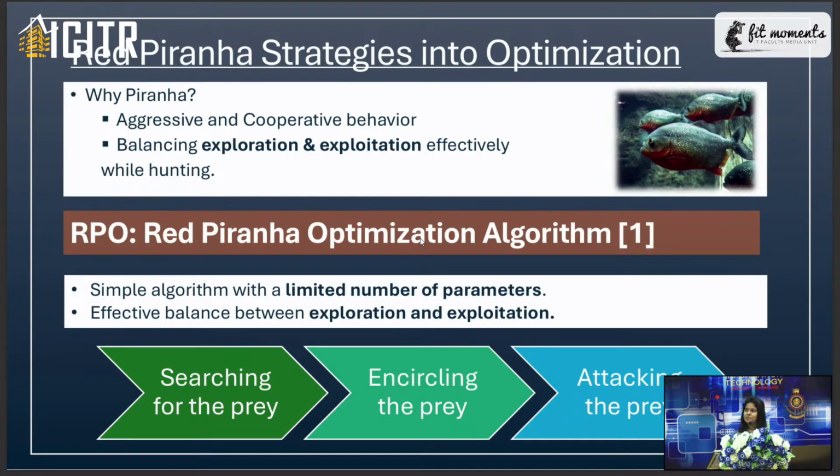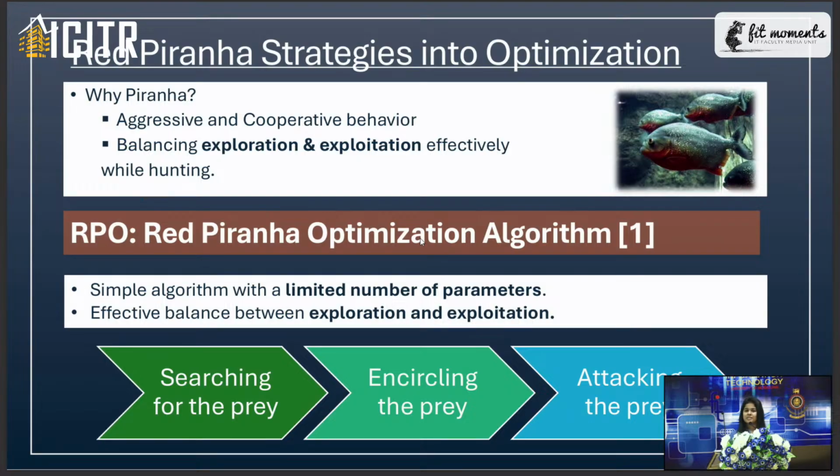In this research particularly, we selected piranha strategies for the optimization, because their aggressive and cooperative behavior supports the balance between exploration and exploitation. Among the few existing Red Piranha algorithms, we selected the Red Piranha optimization algorithm, which was introduced by Rabie and Saleh, because it is a very simple algorithm with a limited number of parameters.